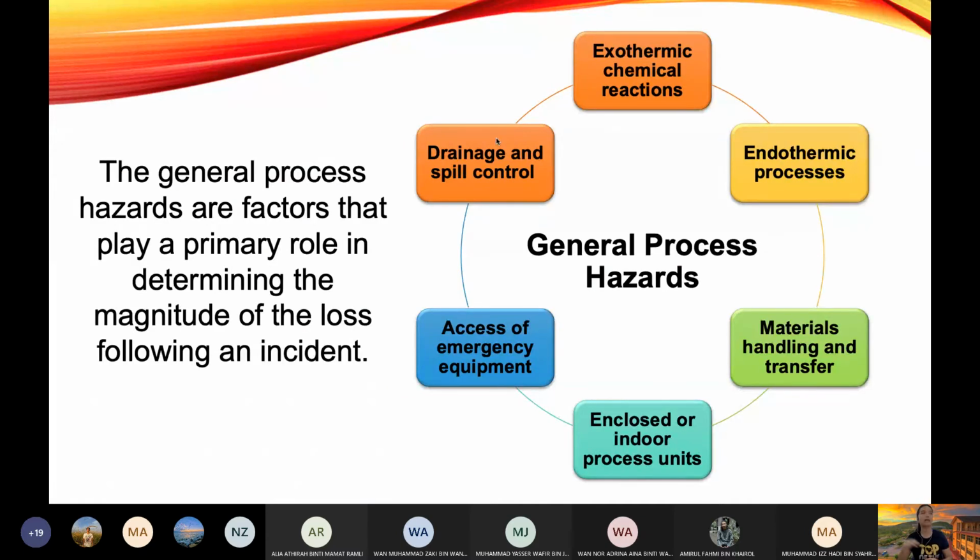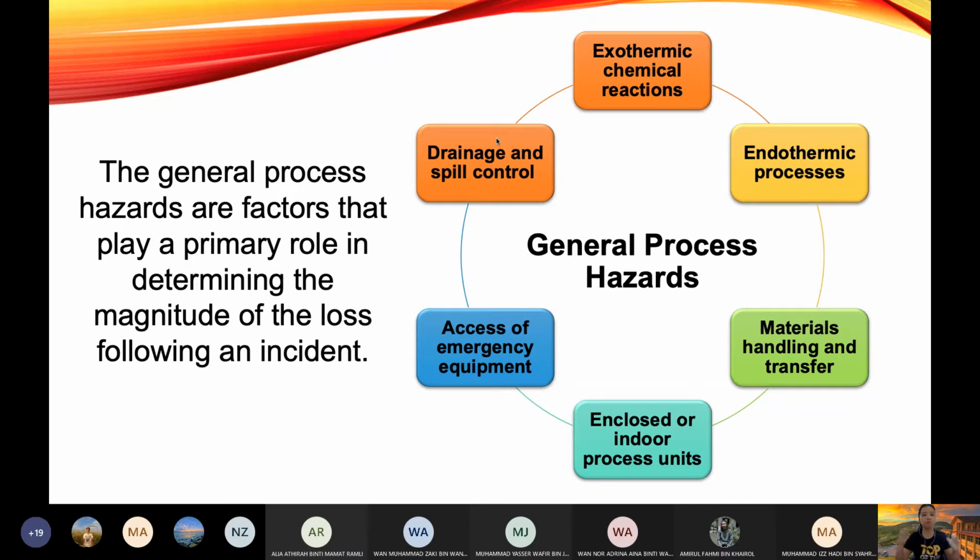Okay, next one, we are talking about process. And we're talking about general process hazard. So the hazards are many. I think you have also learned in safety, right? Process hazards are many. Not only equipment, the process, the chemicals. Okay, so now let's talk about process in general. What are the hazards in process?